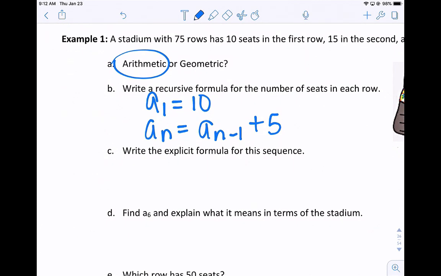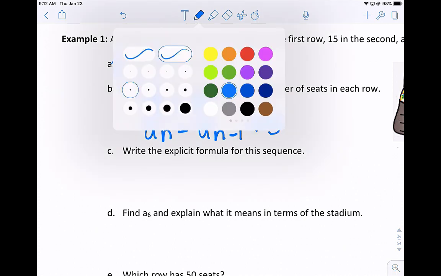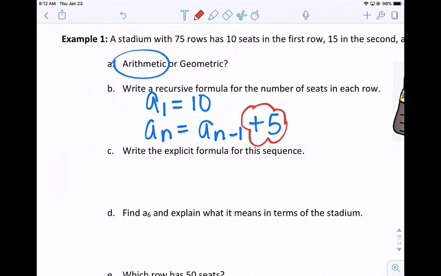Can you write the explicit formula? We need slope and y-intercept. So our slope is right here. It's adding 5 every time.